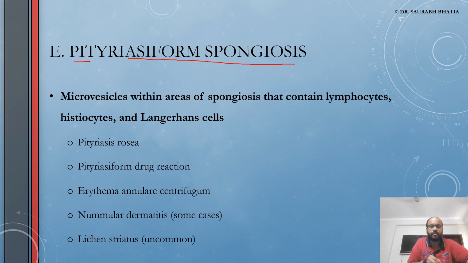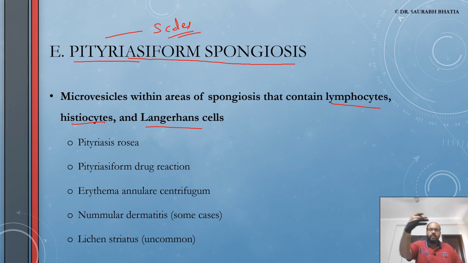So remember, this kind of disorders can also be clubbed in lymphocytic exocytosis. But since this spongiosis is centered around the follicle, it's better to label it as a part of follicular spongiosis. There is widening of the follicular ostium because of inflammation, and focal parakeratosis is seen at the edge of the ostium. It can resemble the follicular lesions of atopic dermatitis, but you may have a little bit more of eosinophils in atopic dermatitis. Okay, so let's move forward.